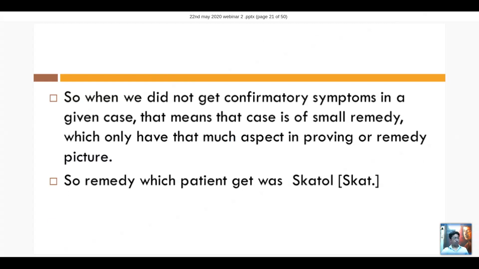So when we do not get a confirmatory symptom in a given case, that means the case is not of a polychrest, but rather of a small remedy, which only has that much aspect of the patient in the proving or remedy picture. The remedy which was given to this patient by another homeopath was Skatol. It is prepared from human feces.